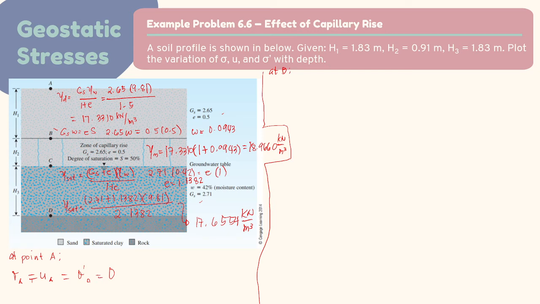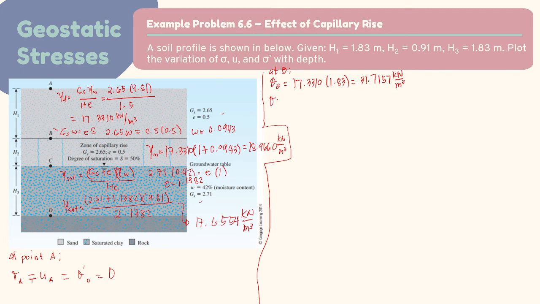So at point B, our total stress, sigma B, is equal to 17.3310 times height h sub 1, which is 1.83. This is equal to 31.7157 kilonewton per square meter.